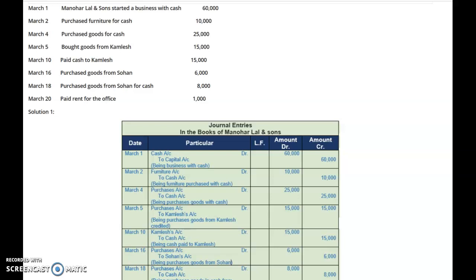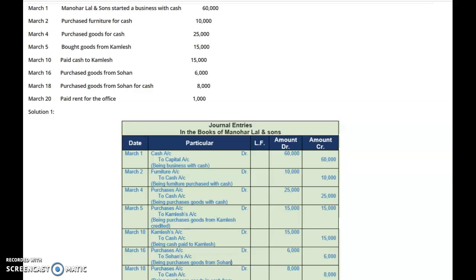The narration we had written is very simple, as the detail or description of the transaction: purchased goods from Kamlesh on credit basis. The next transaction is paid cash to Kamlesh. Two accounts are to be recognized. One is of cash and the other is of Kamlesh.